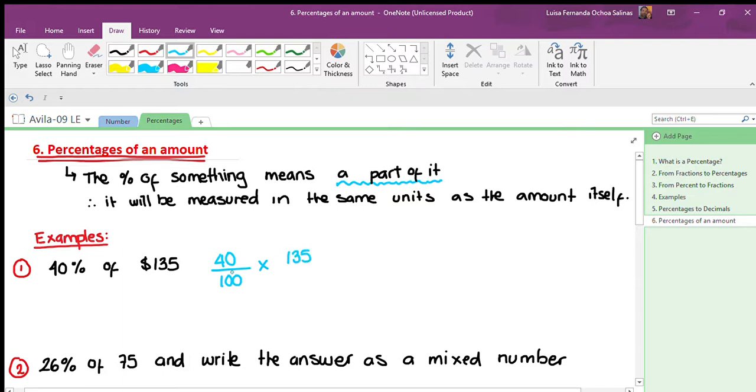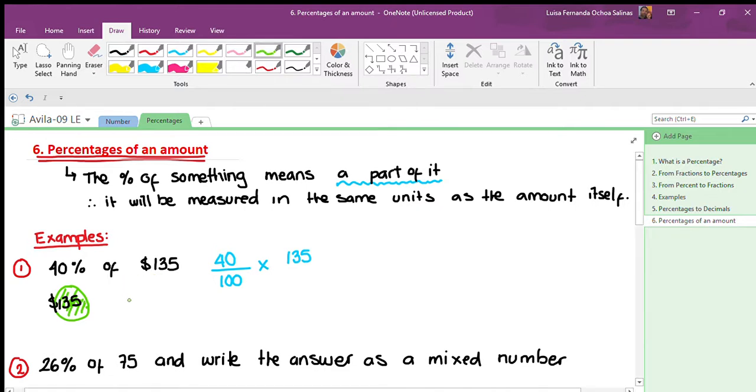Now, I have a question, girls. If we're talking about 40% of 135, we know that the whole is 100%. But in this case, the whole will be 135, like the whole cake will be $135. Why? Because this is the whole, but we're talking about 40% of that whole, so it's a piece of it.